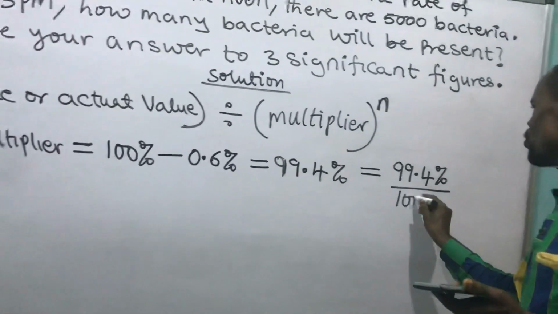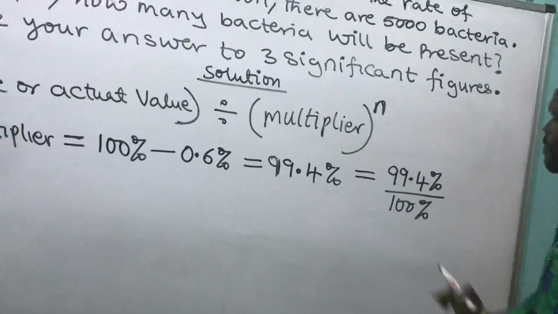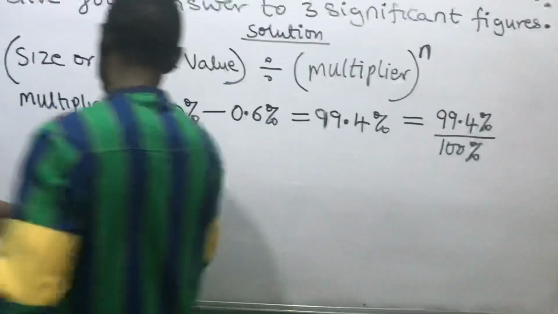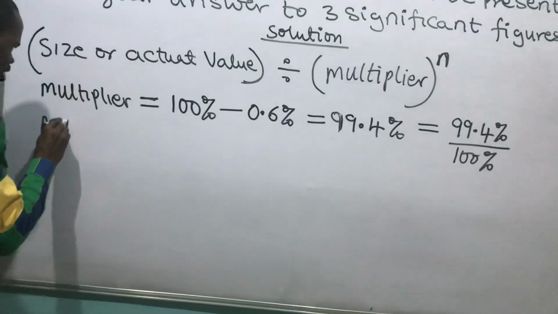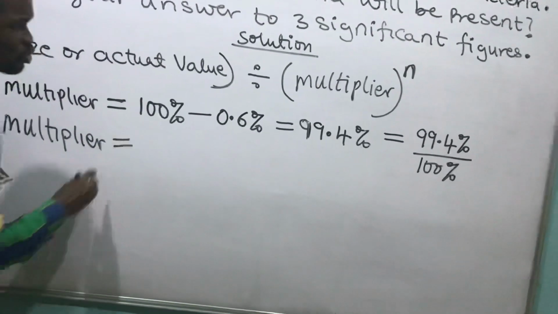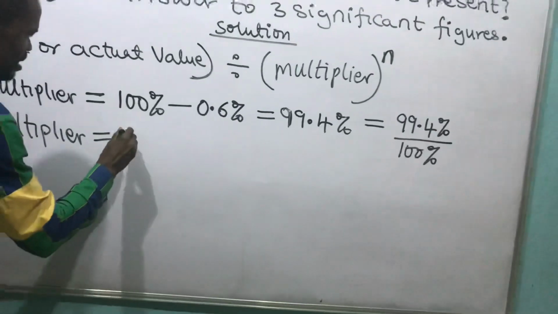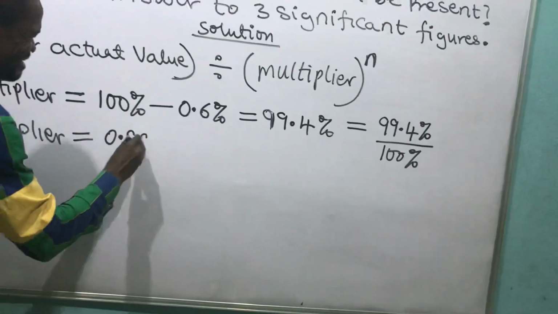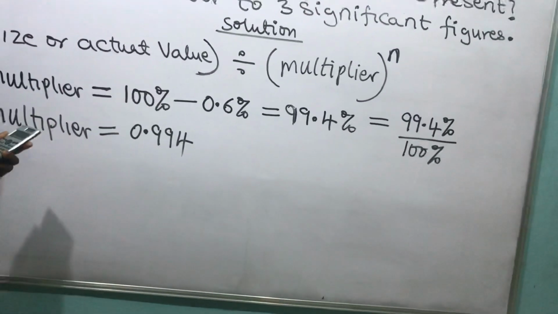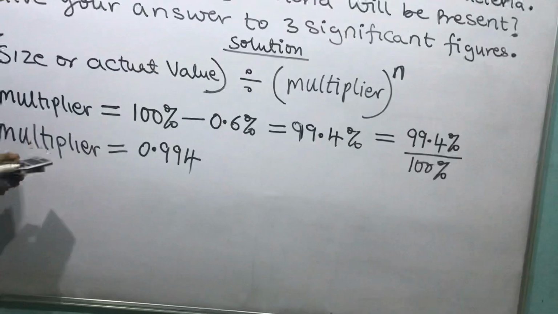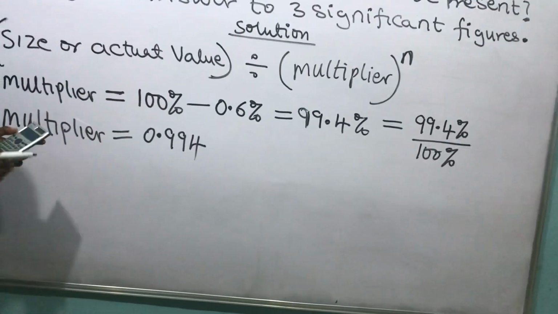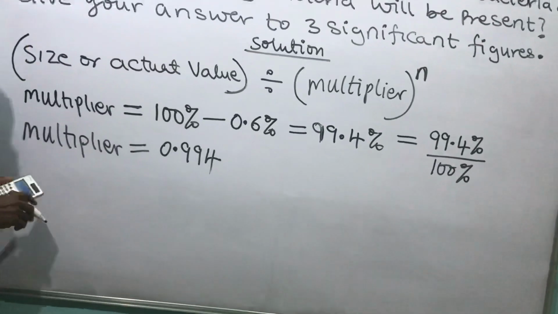divided by 100%. You remember that 100% is my reference point. Divided by 100%. That gives me that my multiplier index is equal to 0.994. If I divide it by 100, it will give me 0.994. I get what I'm saying?